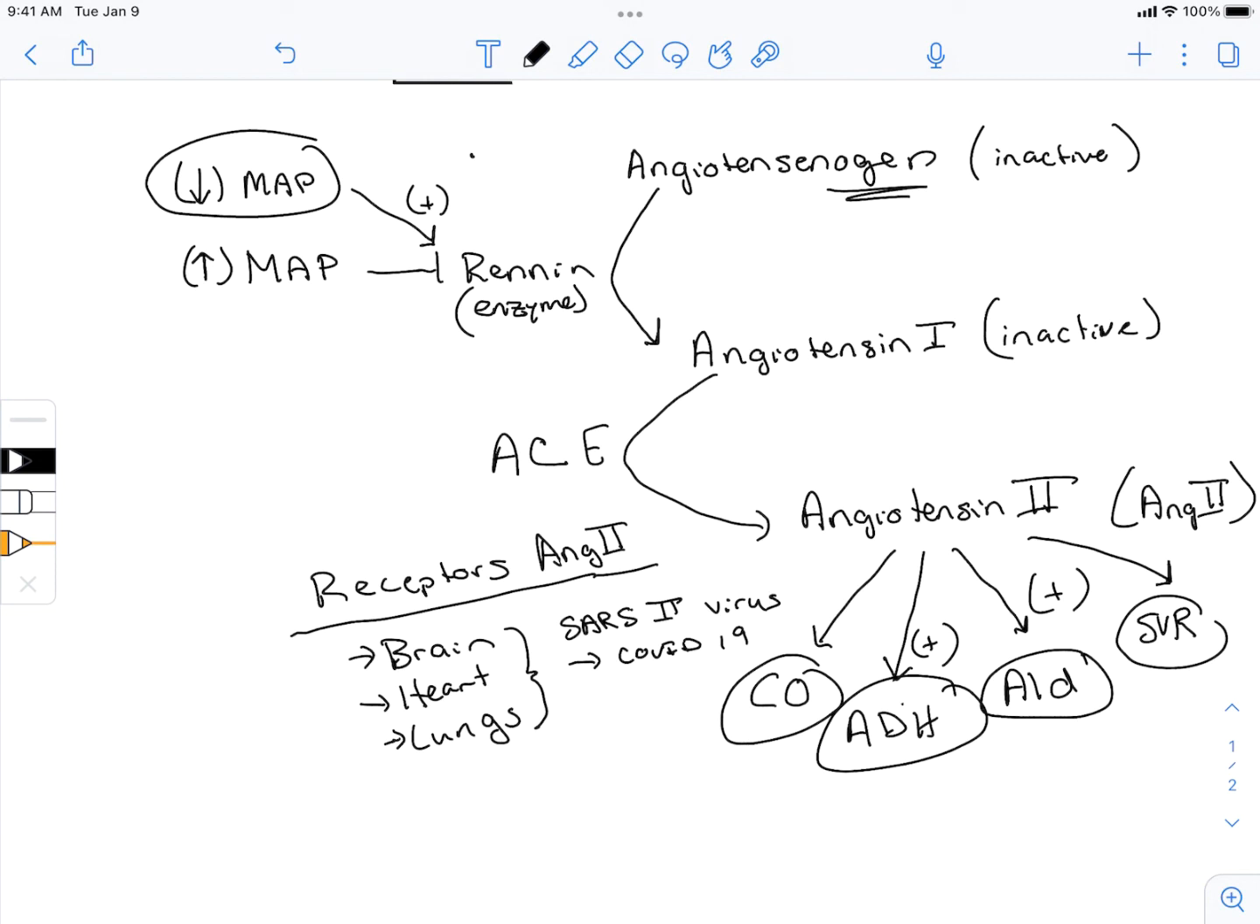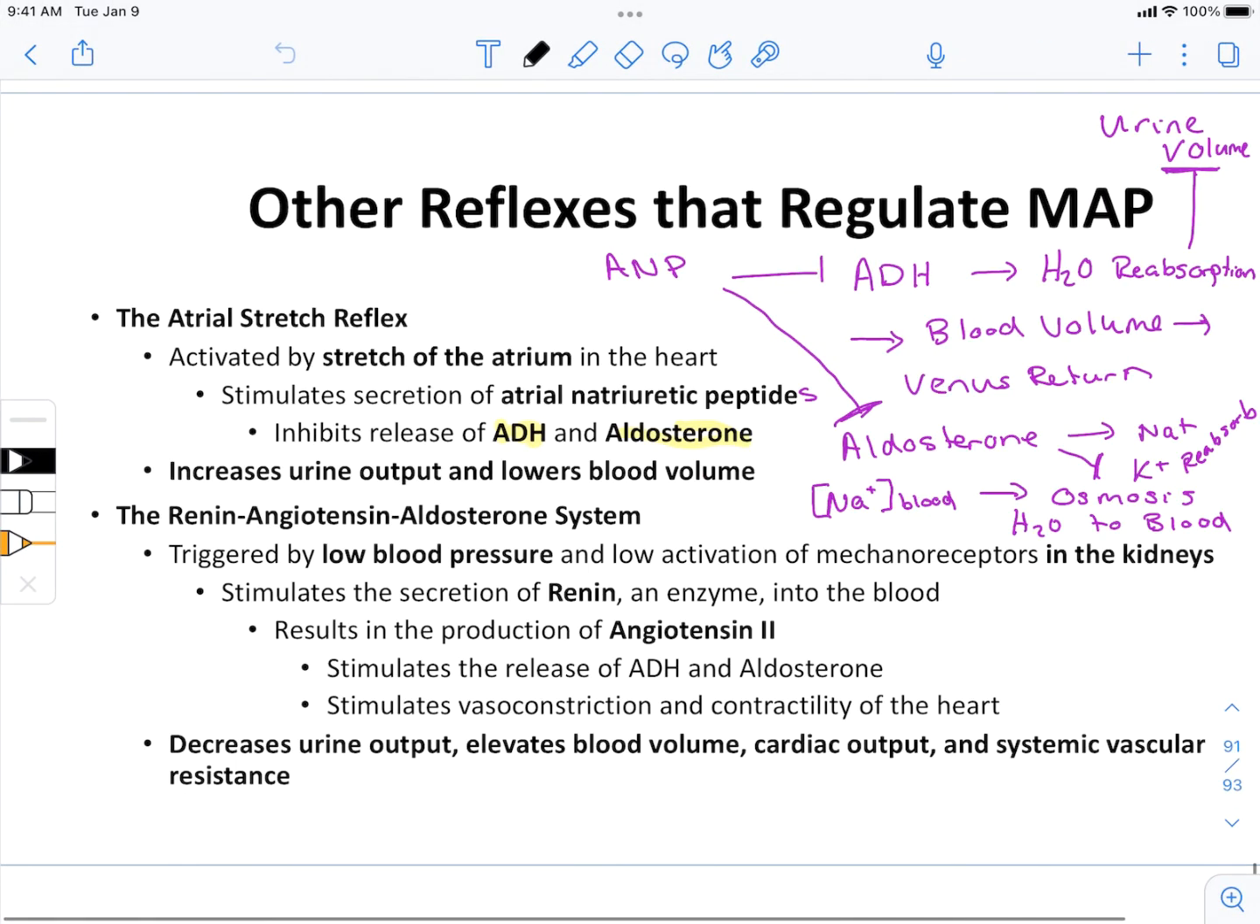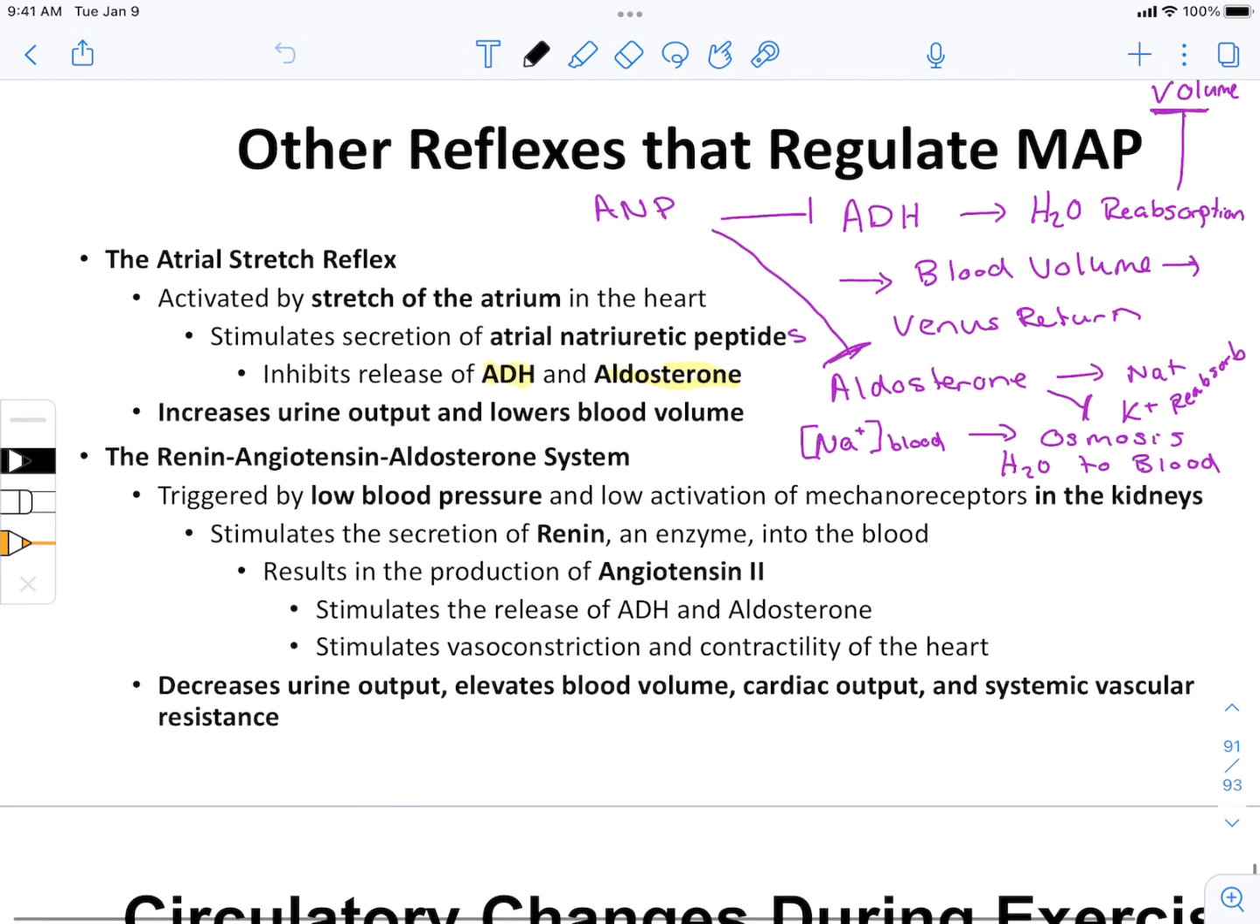We call this the renin angiotensin aldosterone system. So RAAS, or sometimes just RAS, both mean exactly the same thing. This would stand for renin, angiotensin, aldosterone system, whereas this is renin angiotensin system. It's basically the same system. And so you can see we would increase blood pressure and compensate for the fact that we have low blood pressure using this system. It decreases urine output, elevates blood volume, and essentially is going to restore homeostasis.